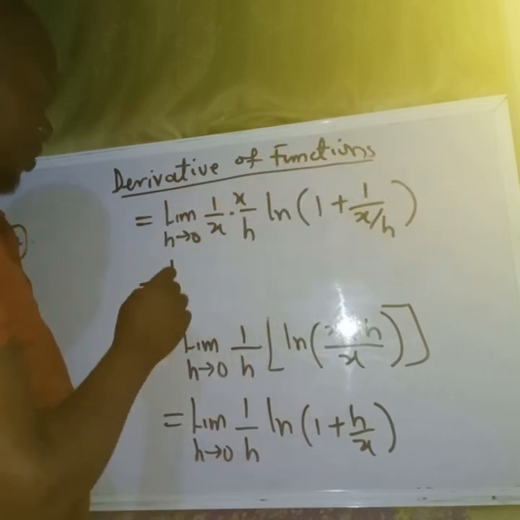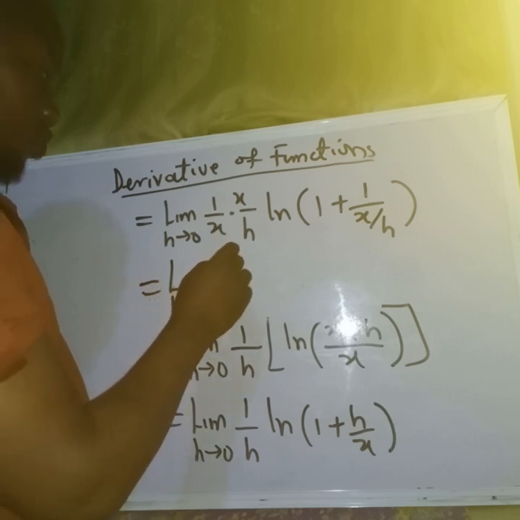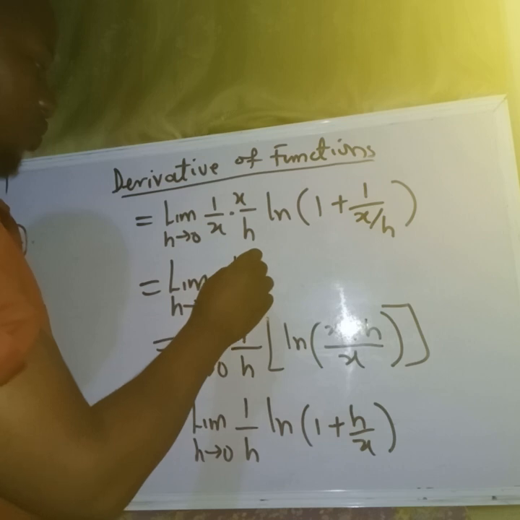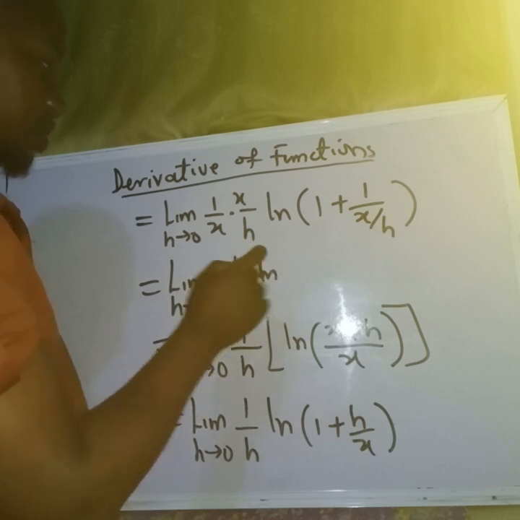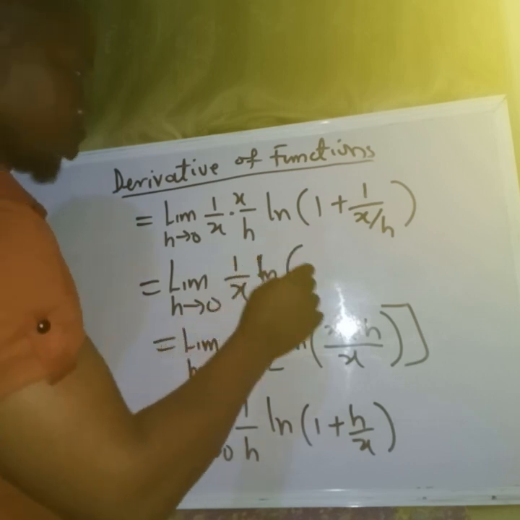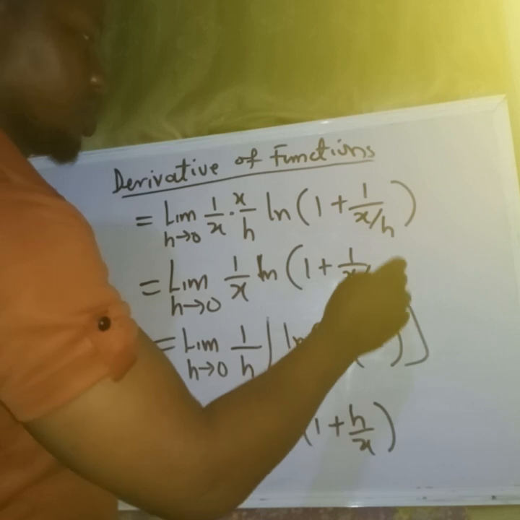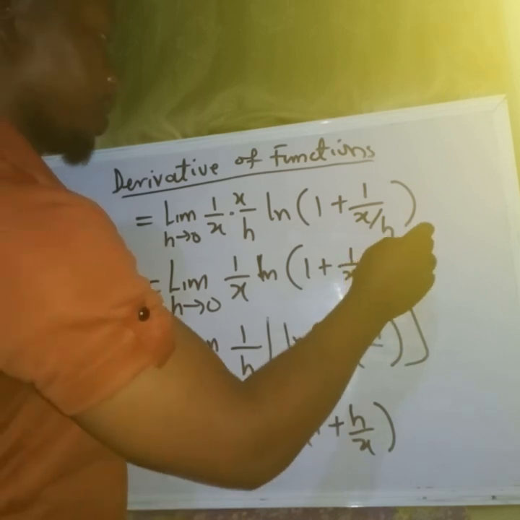So this will be the limit as h tends to 0. Here we'll retain 1 over x times ln, and the term here goes to the power by the law of logarithm. So this will be 1 plus 1 over x over h, raised to the power of x over h.